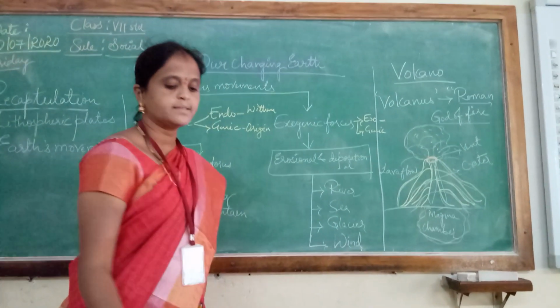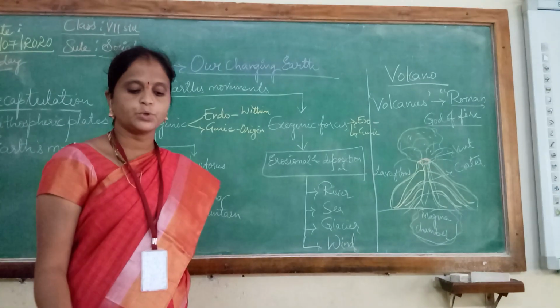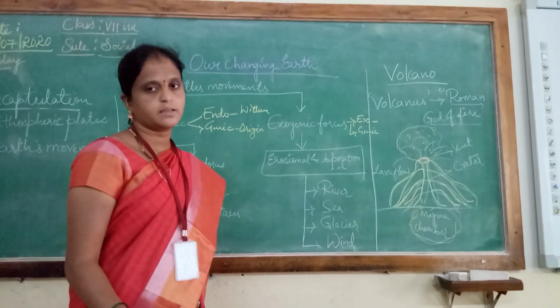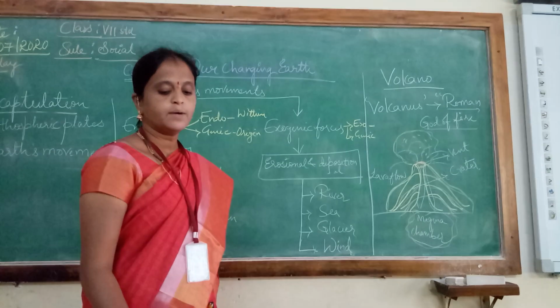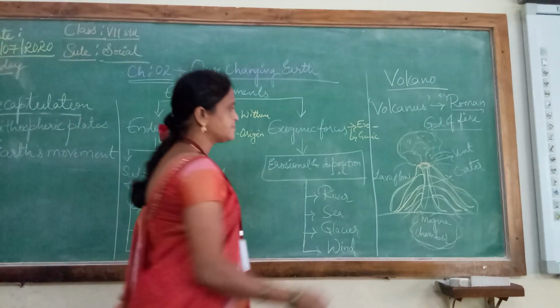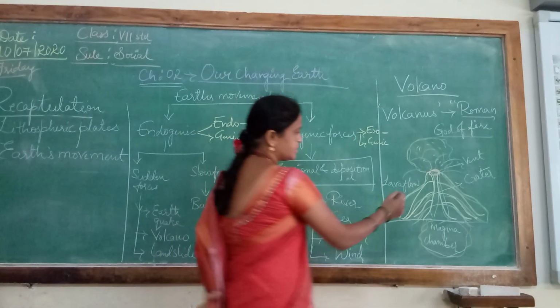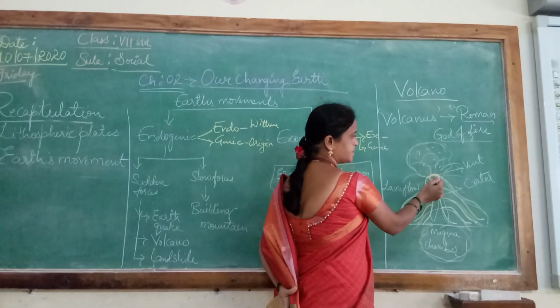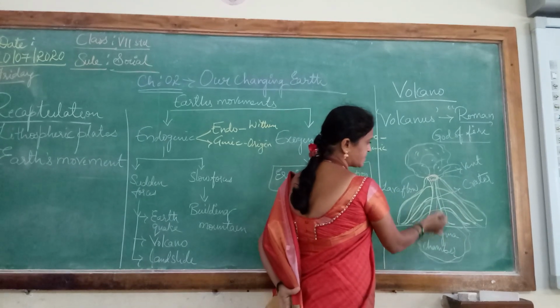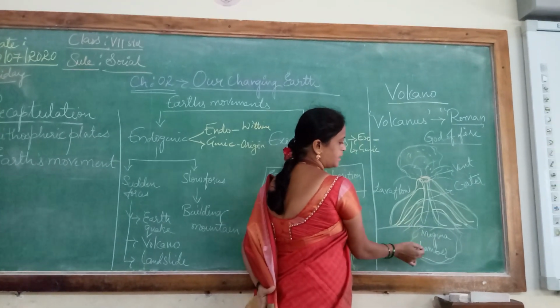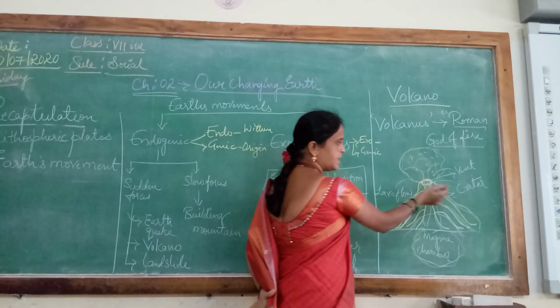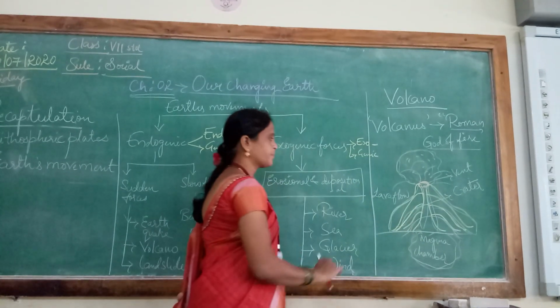So volcano is an opening in the earth's crust through which the molten material erupts suddenly on the earth's surface. Volcano brings hot gases, ash on the earth's surface. And the opening where it erupts is called the vent. And the tube-like structure from where this magma inside the earth reaches the surface is called the crater.